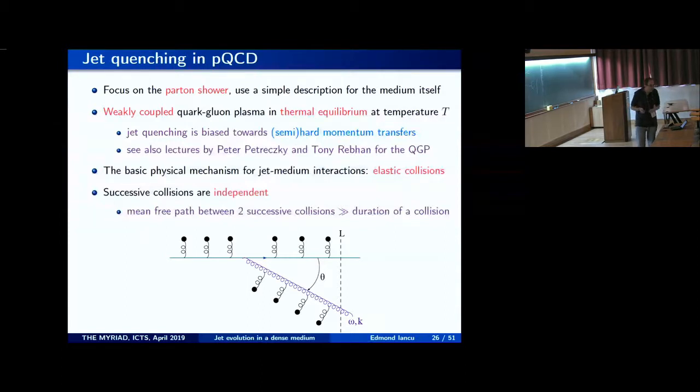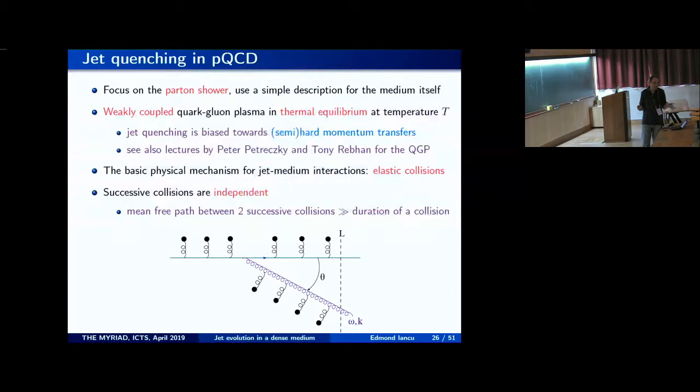This is certainly non-realistic. The medium created in heavy ion collisions is everything but in equilibrium, and it's not necessarily weakly coupled either. In my defense, I should say that the generalization from a medium which is in equilibrium to a medium which has longitudinal expansion is pretty trivial, just a matter of rewriting equations. And also the fact that the plasma is weakly coupled here refers only to the interaction between the plasma and the jet. And these interactions, I'll show in a moment, are controlled by relatively hard momentum transfers.